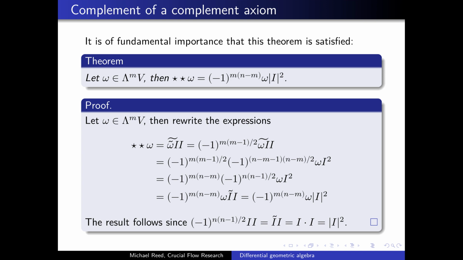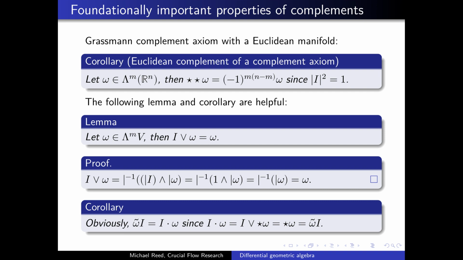We've changed it around. In my foundational perspective, I have an exact, explicit definition of the Grassmann-Hodge complement, and the complement of a complement thing is a theorem instead of an axiom. So I think that's an interesting way of looking at it. Let's take a look at foundationally important properties of complements, since we've taken a look at the complement of a complement theorem in its general form. There's a more specific form restricted to just the original Grassmann complement.